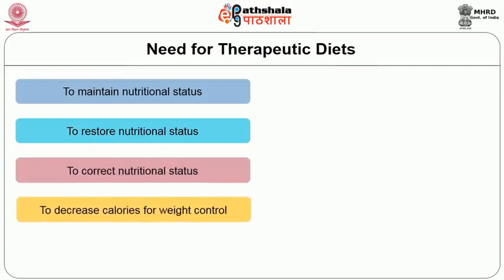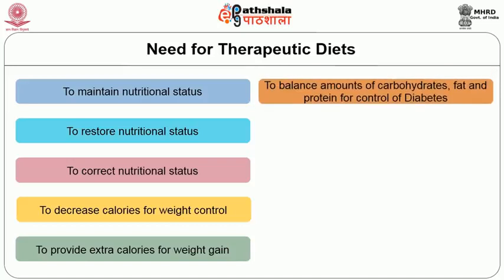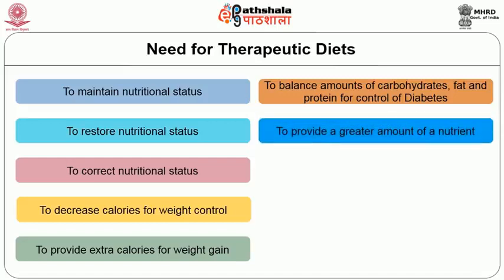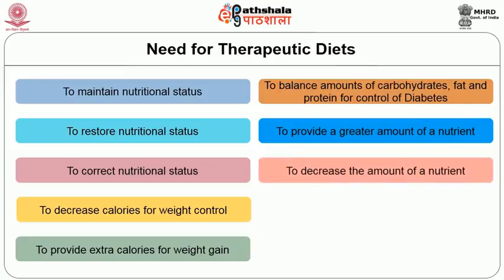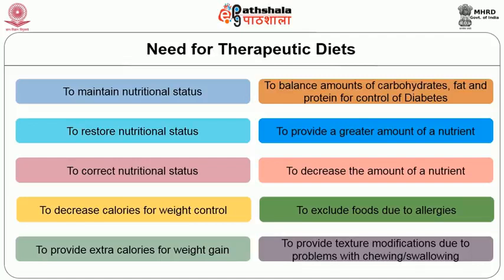to decrease the calories for weight control, and to provide extra calories for weight gain, to balance the amount of carbohydrates, fats, proteins for control of certain conditions such as diabetes, to provide greater amount of nutrients such as protein, to decrease the amount of a particular nutrient such as sodium, to exclude foods especially during conditions such as allergies and intolerance, to provide textural modifications due to problems in chewing and swallowing that may happen. So, these are the different conditions where we usually think of a therapeutic diet.